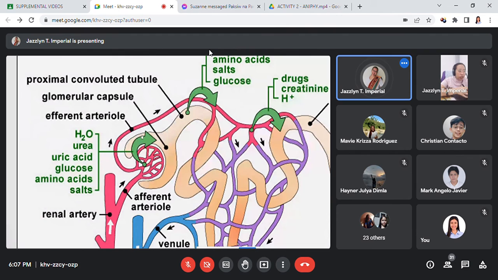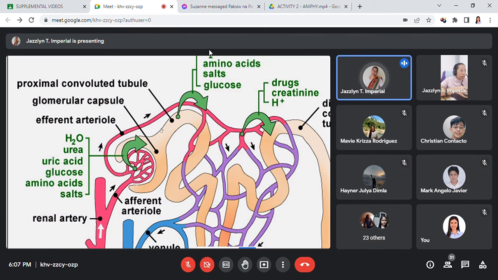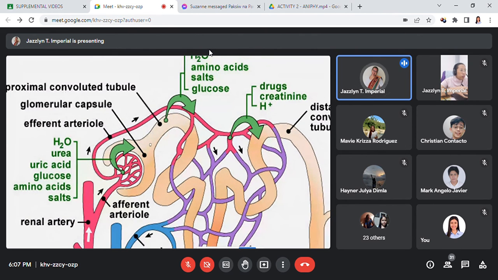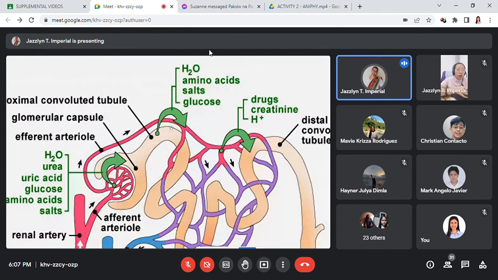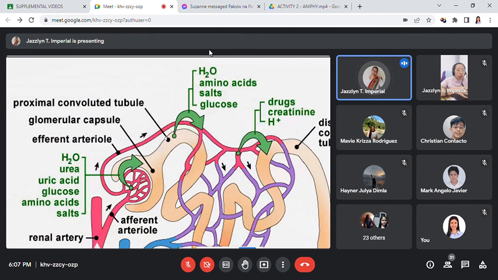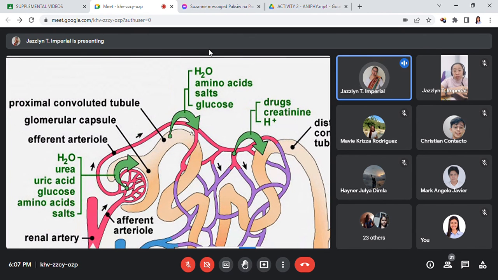So kita nyo to na nakabalot sa pink na glomerulus, that's your glomerular capsule. So makikita nyo, class, filtrate is in the glomerular capsule of the nephron. So yung mga blood components na nakapasok sa nephron nyo, okay, are on the pathway out of the body as they will go through the proximal convoluted tubule. So you will see, class, sa proximal convoluted tubule, there is an arrow going back to the artery.